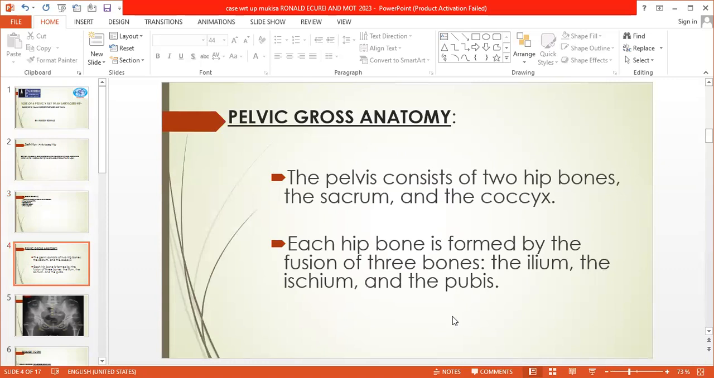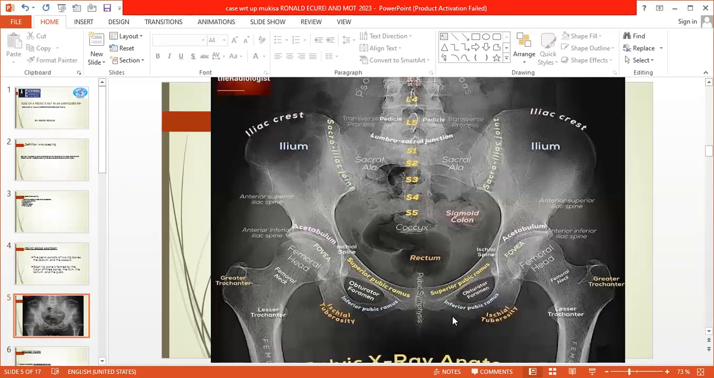So, let us dive into pelvic gross anatomy. The pelvis consists of the hip bones, the sacrum, and the coccyx. Each hip bone is formed by the fusion of three bones, the ilium, the ischium, and the pubis, as shown in this image. So we have the iliac crest, which is bilateral. We have the ilium, which is also bilateral. We have the sacroiliac joints between the sacrum and the iliac bone, the sacroiliac joint.